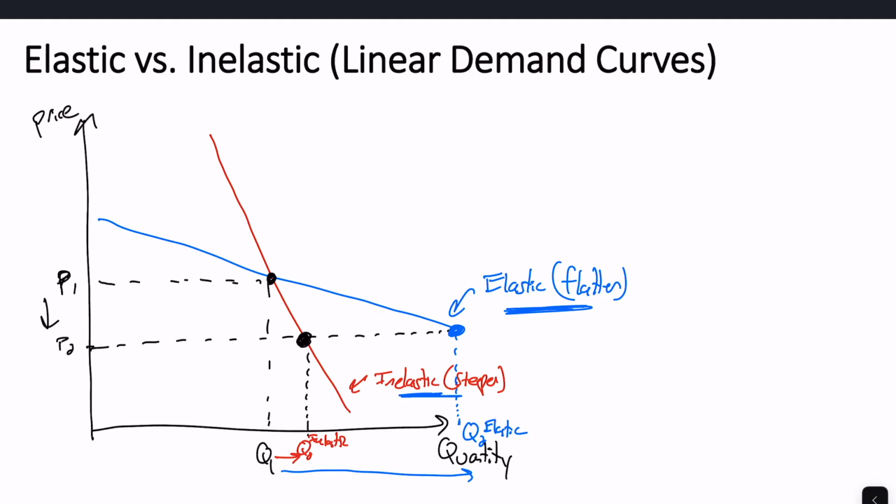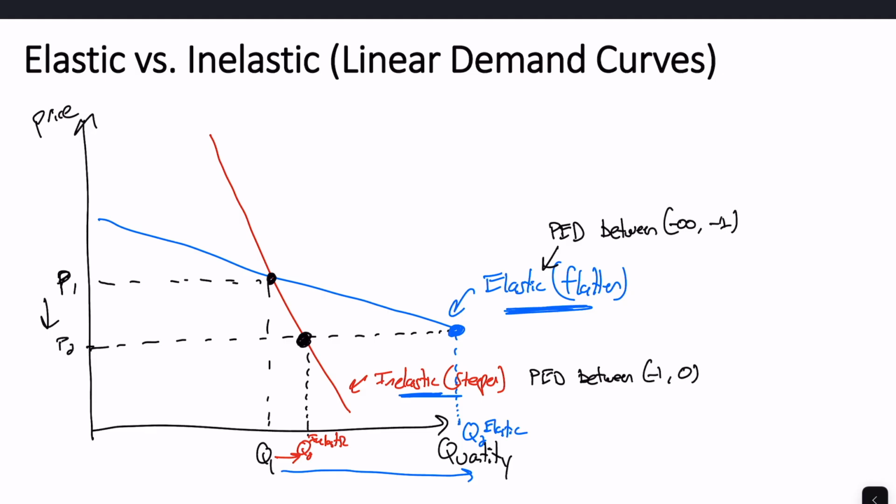So for an elastic curve, we have our price elasticity of demand, like a number here. And that thing is going to be between negative infinity and negative 1. Right? If it's between negative infinity and negative 1, it's going to be elastic. If your price elasticity is between negative 1 and 0, we're going to call it inelastic. And these are not including those endpoints.